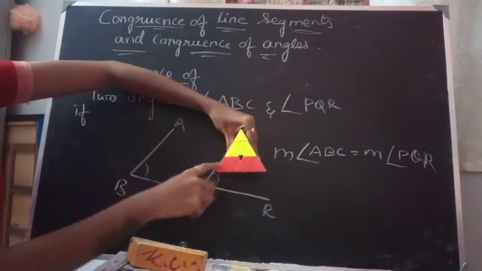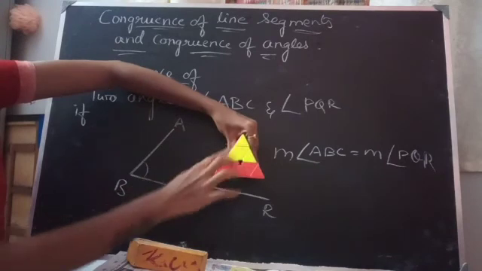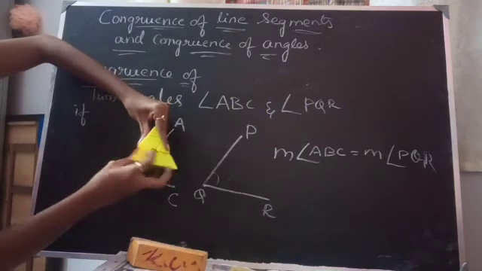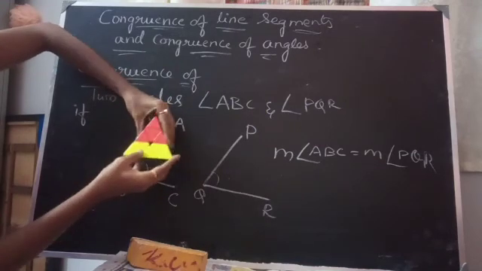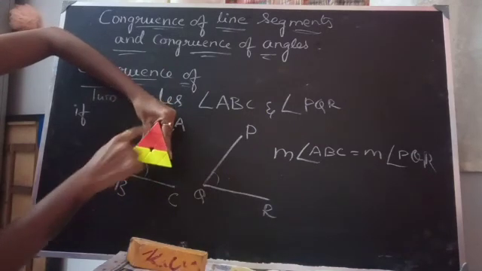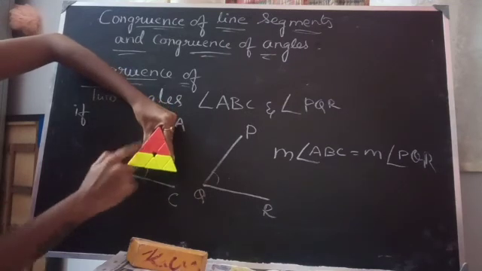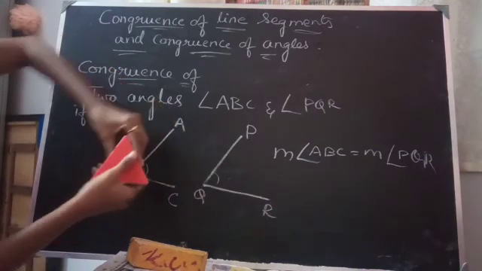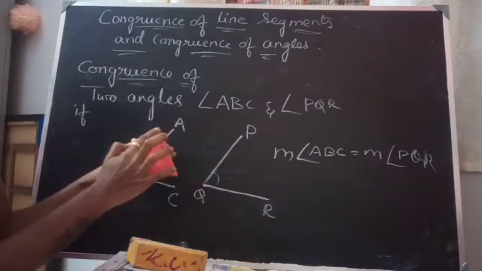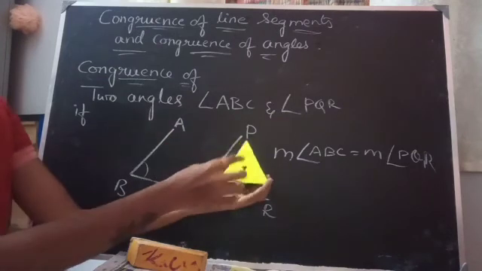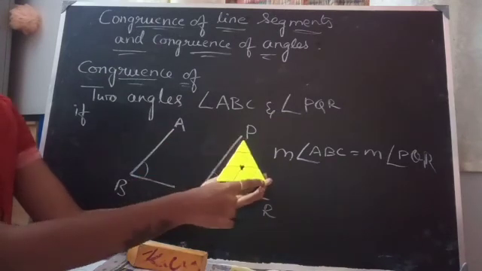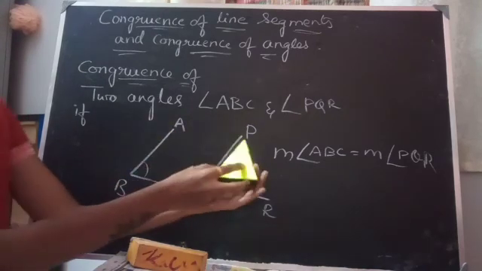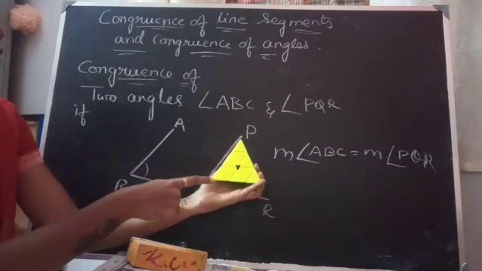Now we can notice the coincidence. Check here if you want. Angle ABC doesn't change, the coincidence still exists. So now we can say that angle ABC is equal to angle PQR, that is, the measure of angle ABC is equal to the measure of angle PQR.